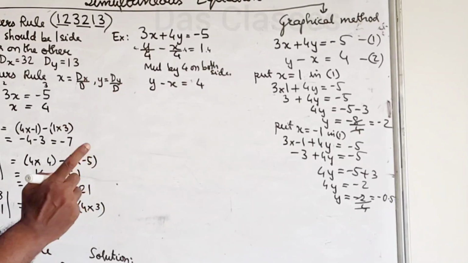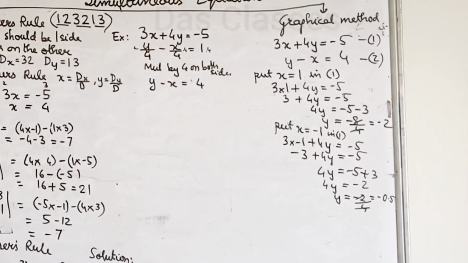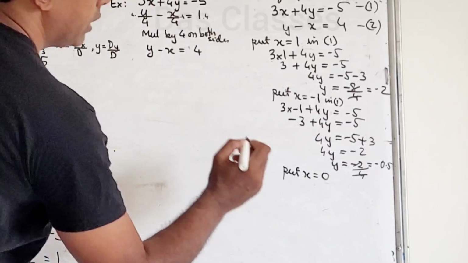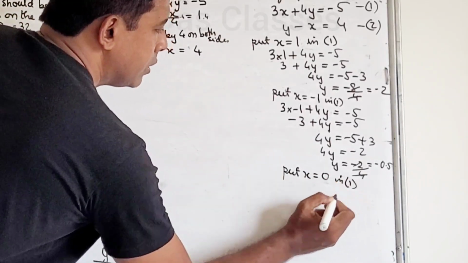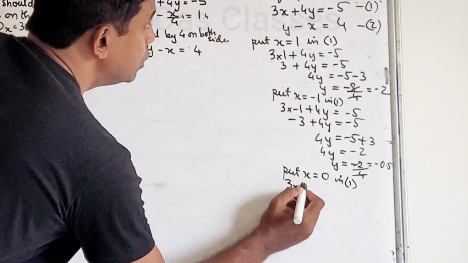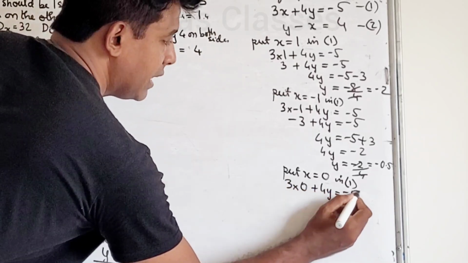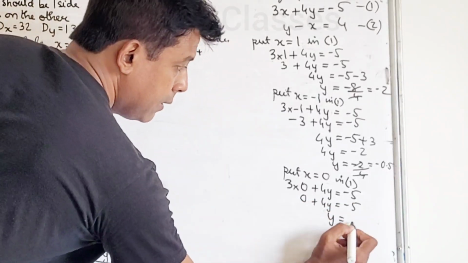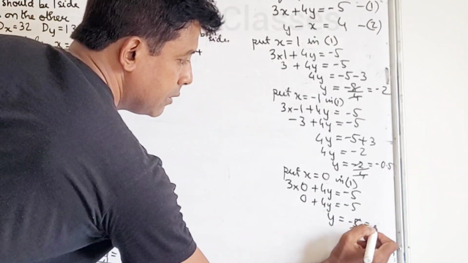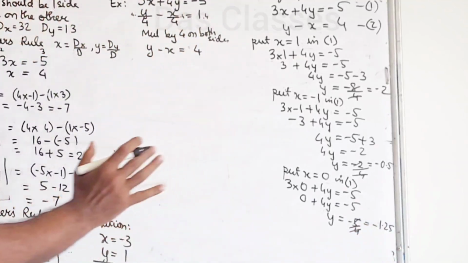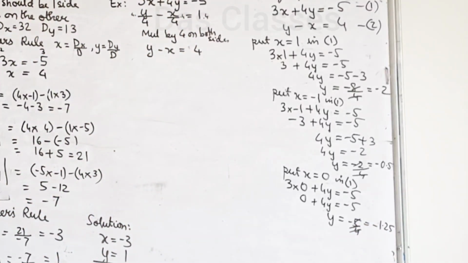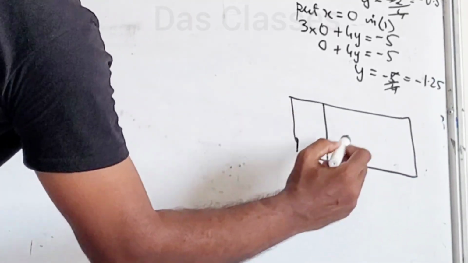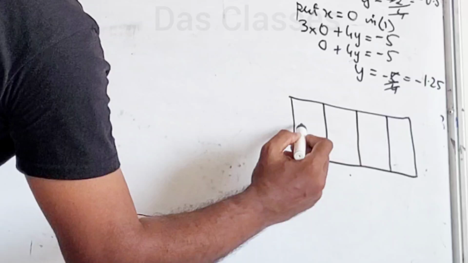Okay, so we have got two values. Minimum you need to calculate 3 values. Let's try it. X is equal to 0. So what I'm going to get in 1 is 3 into 0 plus 4y is equal to minus 5. So 0 plus 4y is equal to minus 5. So y is minus 5 upon 4, that is minus 1.25. You should get perfect answers. That is what you have to remember. We need minimum 3 values to solve.